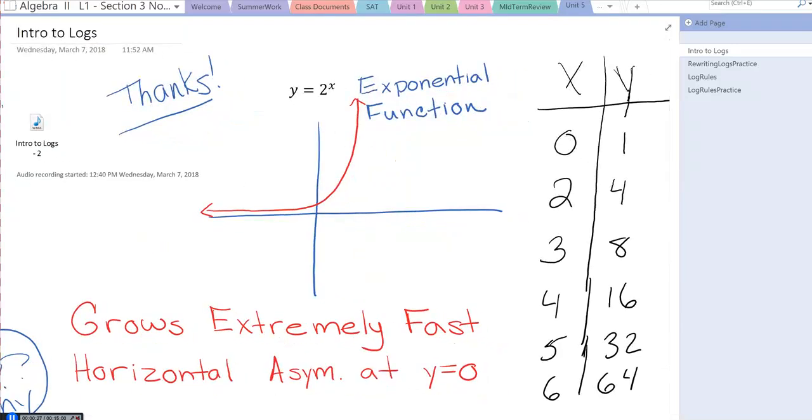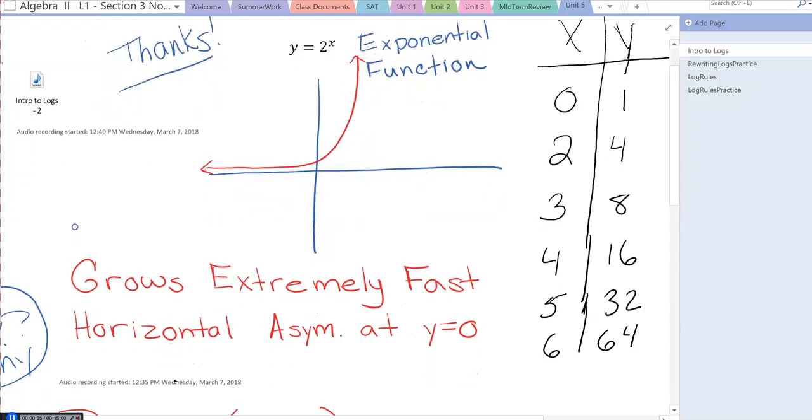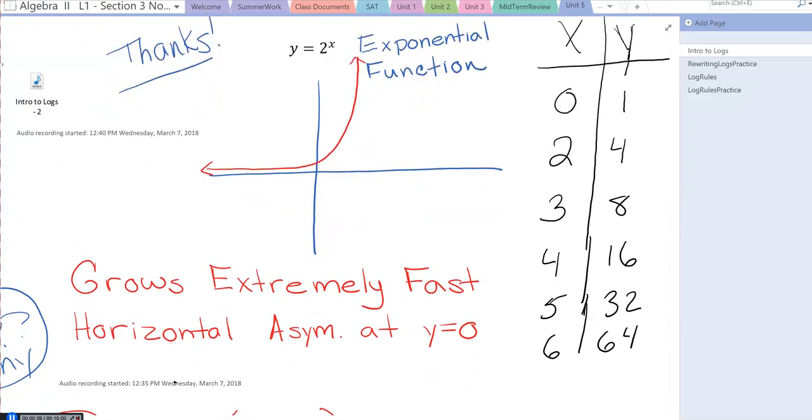So first thing we need to understand are exponential functions. So these functions, as you can see, go very flat and then they grow extremely fast. Here's a table on the right to kind of demonstrate what is happening and how fast they actually grow, with this function y equals 2^x. As you notice, there's a horizontal asymptote at y equals 0.